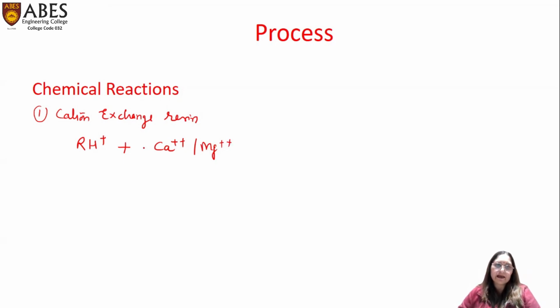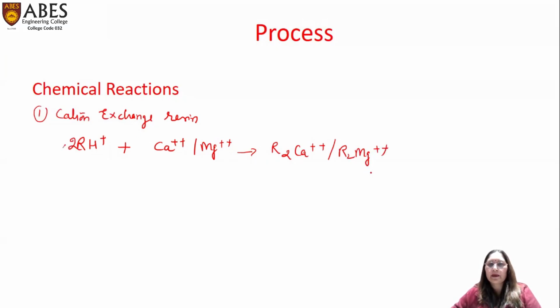All the cations are taken up by this resin, which releases the equivalent amount of H+ ion to the tank, or you can say to water, and it will form R2Ca++ or you can say R2Mg++ and release the equivalent amount of H+ from resin to this tank.